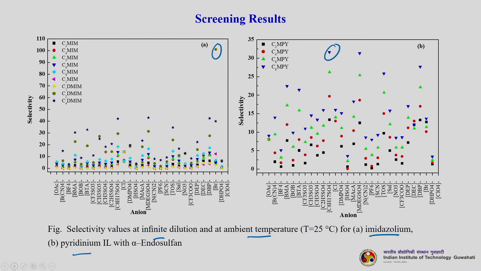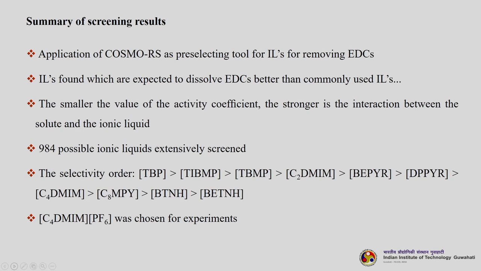Let us anyway not go into that. So, applications of COSMO-RS as a pre-selecting tool for ionic liquids for removal of EDCs. ILs were found which dissolve EDCs better than commonly used ILs. The smaller the value of the activity coefficient, the stronger is the interaction between the solute and the ionic liquid. We screened 984 possible ionic liquids, done using simulation, a theoretical screening. So, this is the selectivity order. TBP is one particular ionic liquid that is the highest, followed by TIBMP and so on.